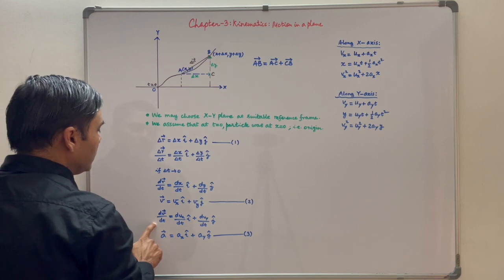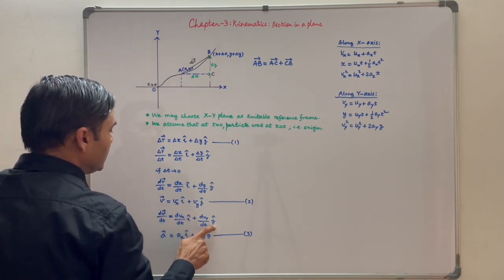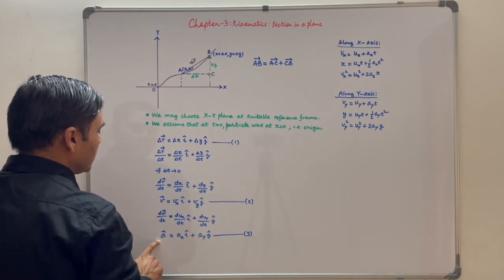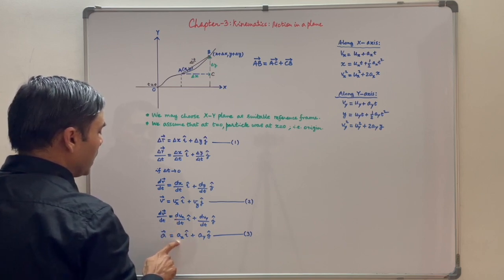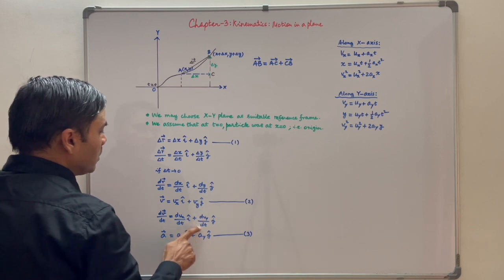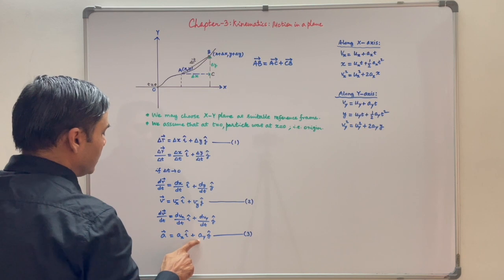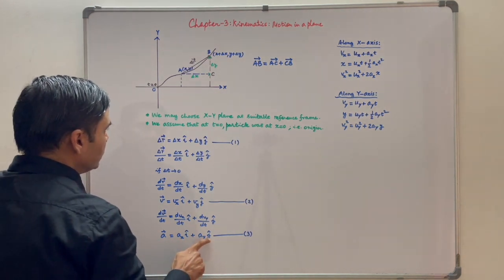dv upon dt is equal to dvx upon dt i plus dvy upon dt j. We know that rate of change of velocity is acceleration. So a is equal to dvx upon dt, which is ax. This is the horizontal component of acceleration. dvy upon dt is ay. This is the vertical component of acceleration. So a is equal to ax i plus ay j.